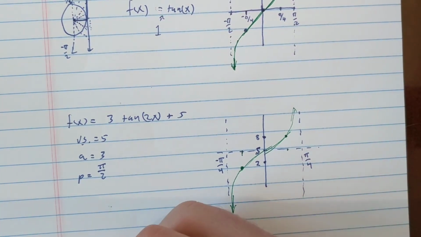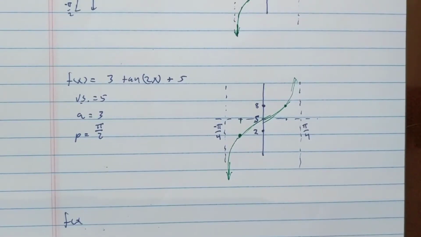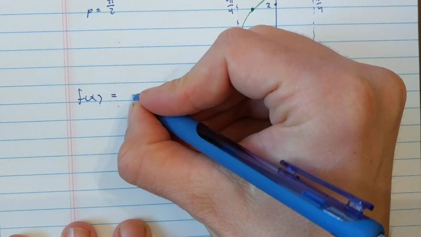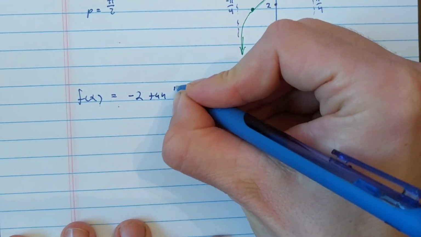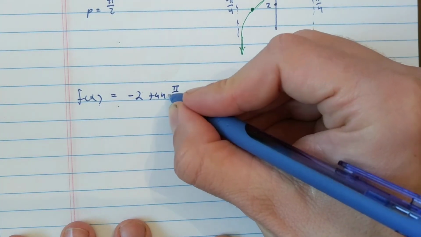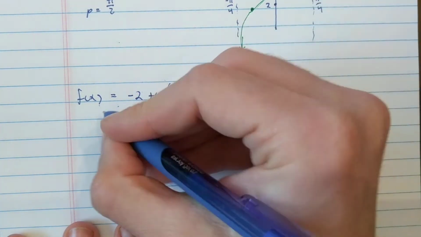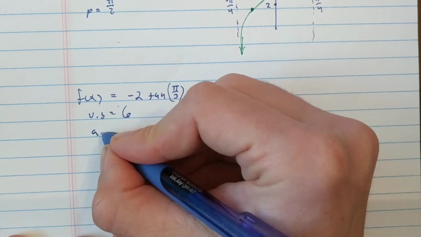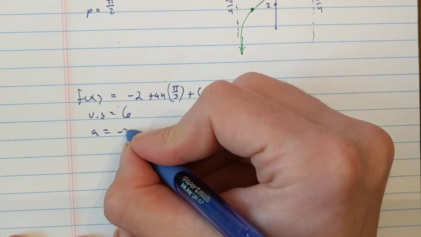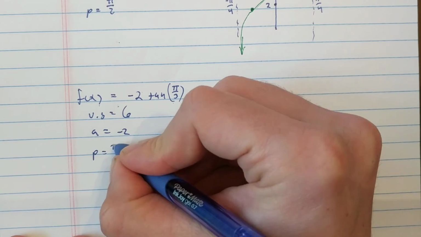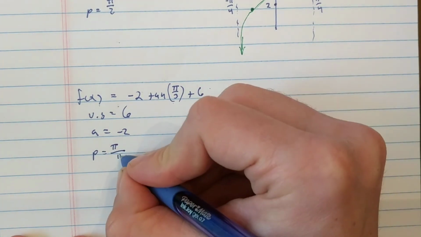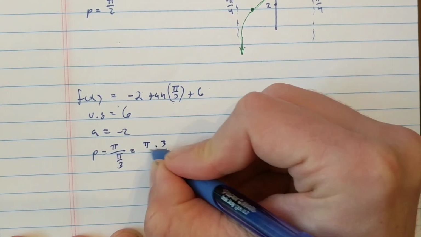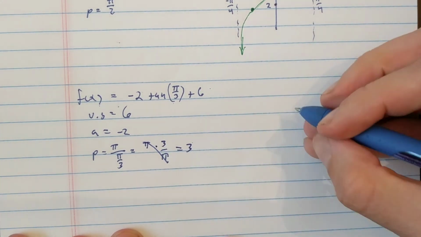Let's do one more. So let's do one more here. F of x equals, we'll do negative 2 tangent of pi over 3 x plus 6. Okay, so our vertical shift here is obviously 6. Our amplitude here is going to be negative 2. And the period is pi divided by pi over 3. In other words, pi times 3 over pi cancels out the pi. We get a period of 3.